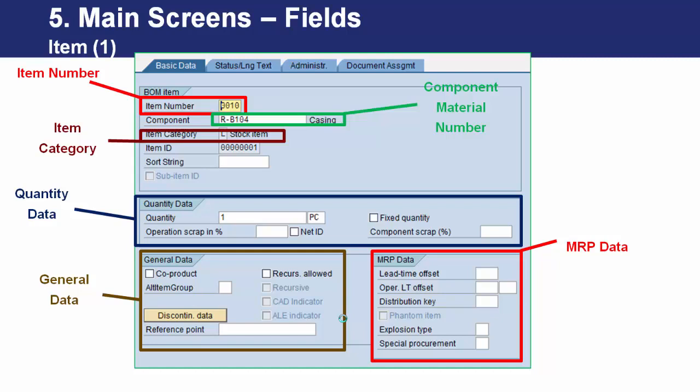General data, where we can define if there is a coproduct, especially in chemical processes, which can be an additional output apart from the manufactured good. Or if the same manufactured product can be a component in its own BOM, for instance in repairs. Finally, in the MRP data, we can define offset for scheduling or different special procurements. For instance, we can define phantom sub-assemblies that will pass their own requirements directly to their items without making a reservation for these phantom materials.